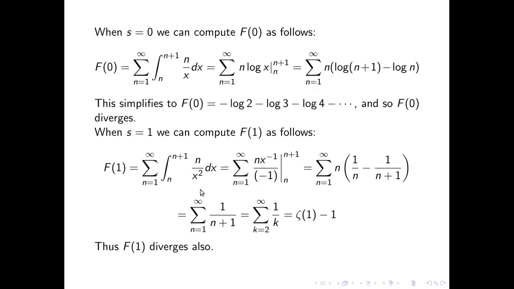When s equals 1, the denominator is x squared, which we integrate as x to the minus 1 over minus 1. And evaluating at the endpoints, this is what we get. And combining this and canceling the n, we get this. Changing the counter from n to k, where k is n plus 1, k starts from 2, so this is zeta of 1 minus 1. Thus, f of 1 diverges also.